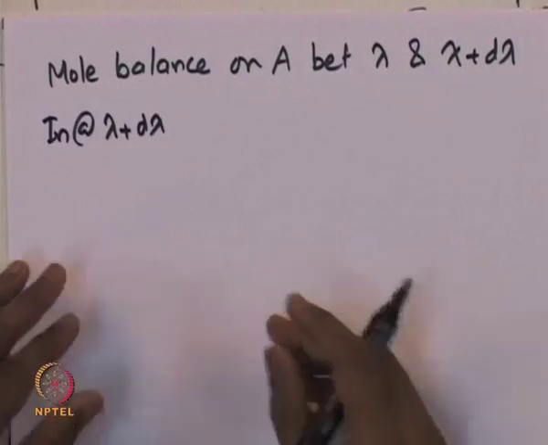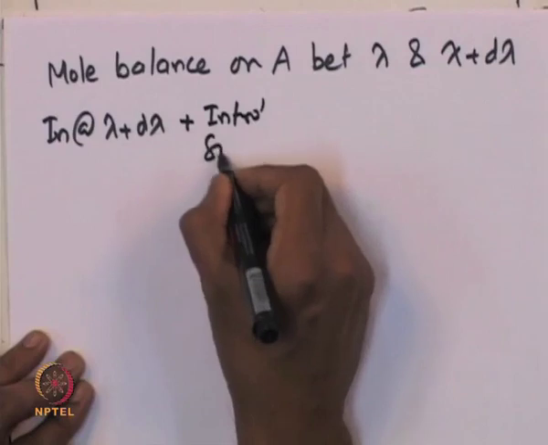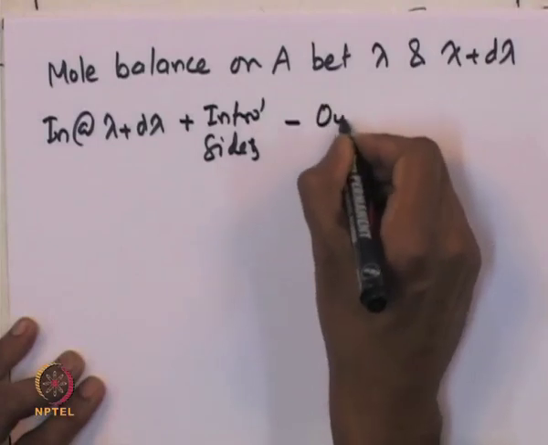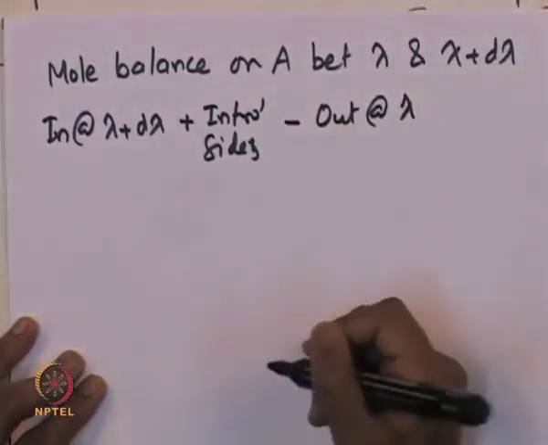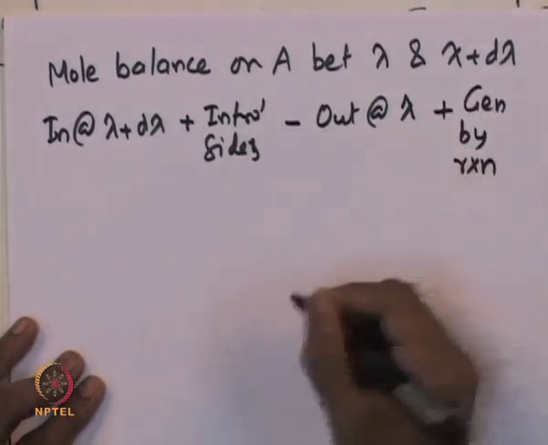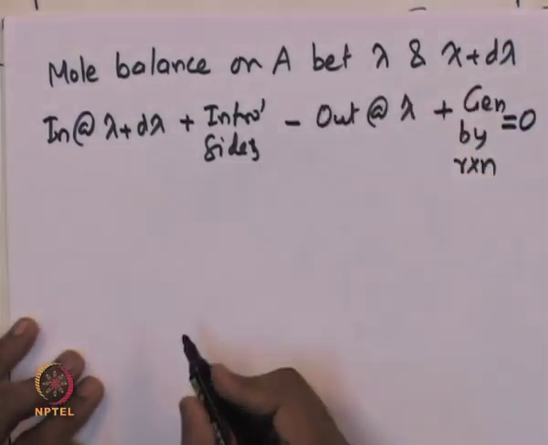Remember that the age of the fluid is increasing from the exit of the reactor, while the positive direction is the increase of volume from the entry of the reactor to the exit. So, in at lambda plus d lambda, plus the introduction through the side, which is the rate at which things are introduced into the reactor through the sides, minus what leaves that element at lambda, plus whatever is generated by reaction, should be equal to 0. That is the mole balance on A for age between lambda and lambda plus d lambda.